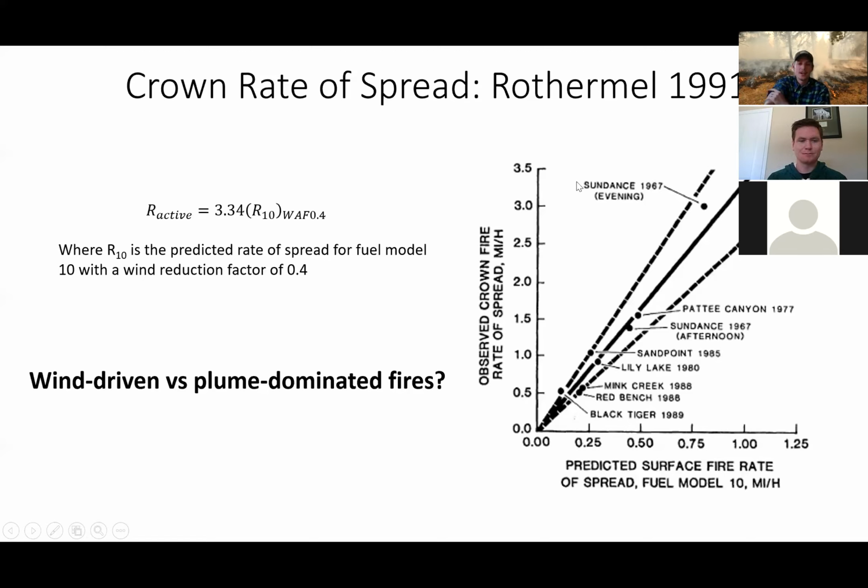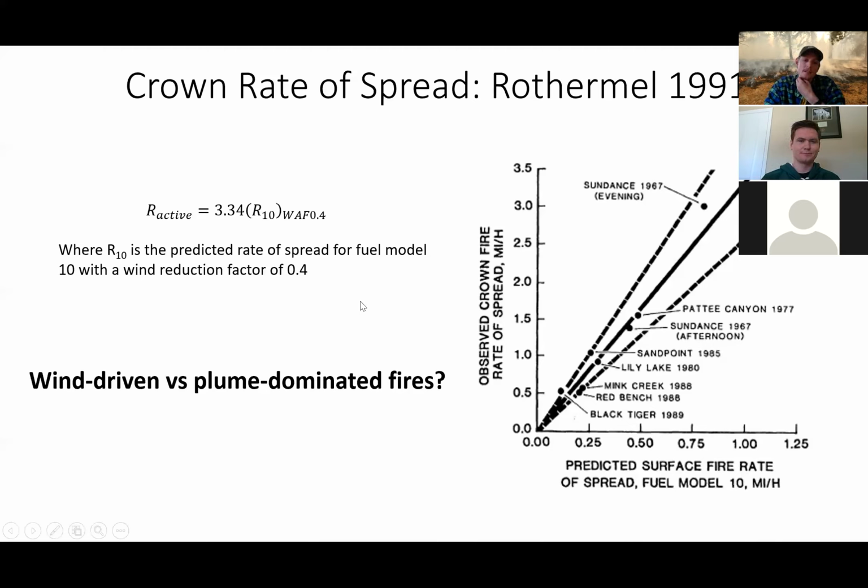It's all good. So yeah, these are for wind-driven fires. Do either of you remember? I think I definitely talked about it a little bit in the lecture, but what is a plume-dominated fire, and then maybe why this equation wouldn't work so well for a plume-dominated fire? I don't remember. A fire that makes its own wind.